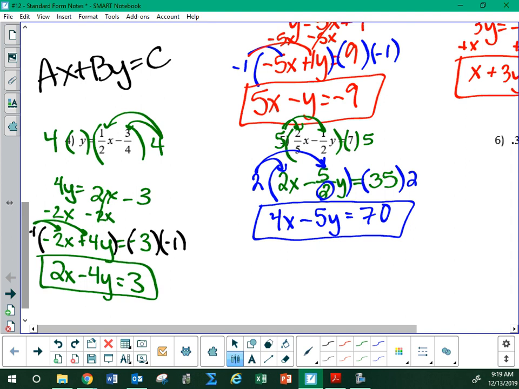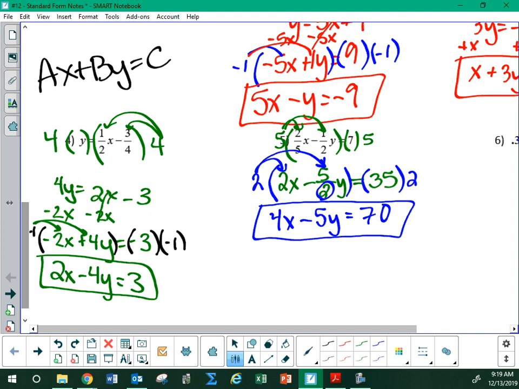Wait, how does the 5 over 2 become 5? 2 times negative 5 halves gives you just a negative 5. That's to get rid of that, right? Yeah, and that's why we multiplied by our denominator so that we could get rid of that.